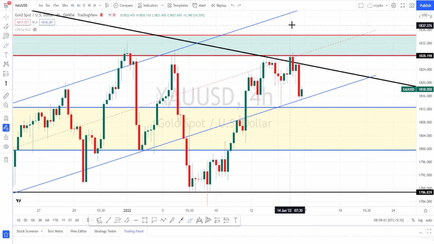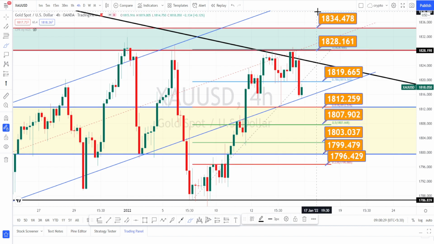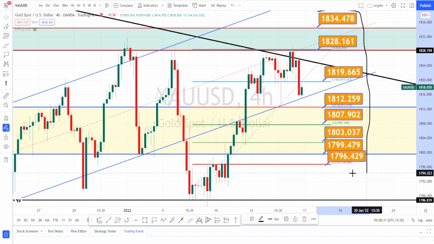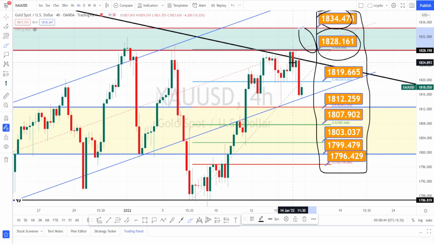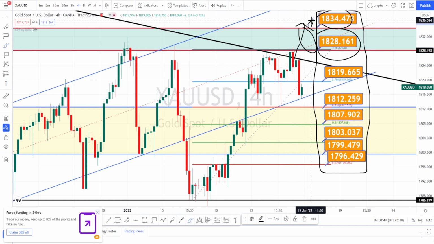Let us mark the support and resistance levels. So the range is marked here in orange color are the resistance and support levels in 4 hours time frame, and this area between 1834 and 1828 is going to be acting as a very strong resistance level. If the current price action breaks this resistance level, we can expect the bullish trend to start.